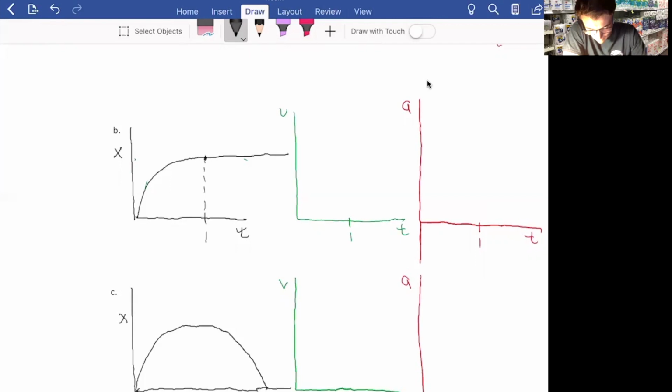I try to put like number 1 right here to signify it. At about this point, I know it's not perfect, but about this point, the graph levels off, right? So what does that mean? That means that we're not changing, we don't have any more displacement from that point on. So our velocity is 0, right?